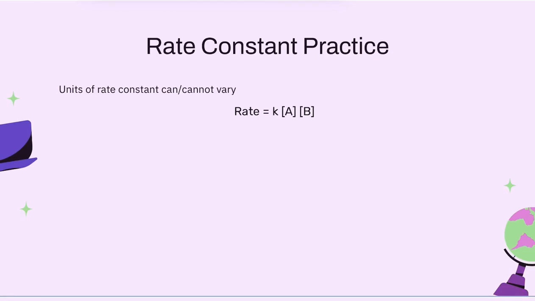So rate constants are easier to solve for with their numbers, but the units can get a little tricky. So we know that our units of a rate constant can vary. Let's do an example problem.